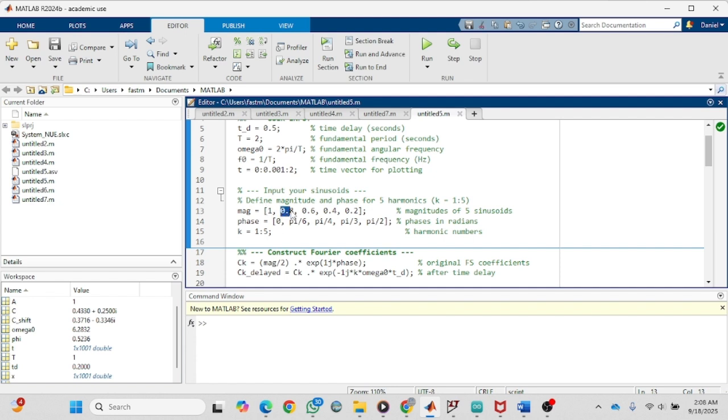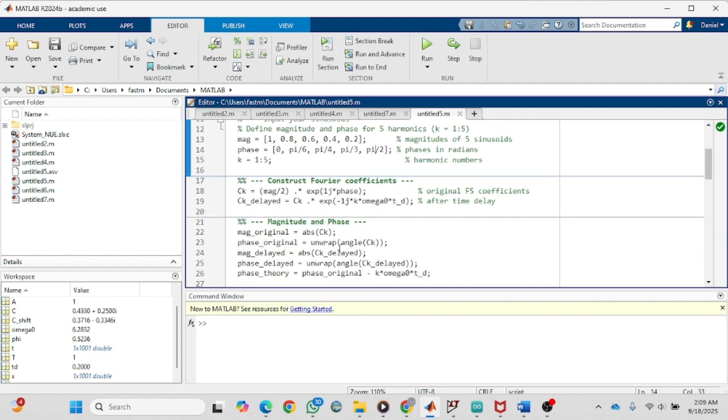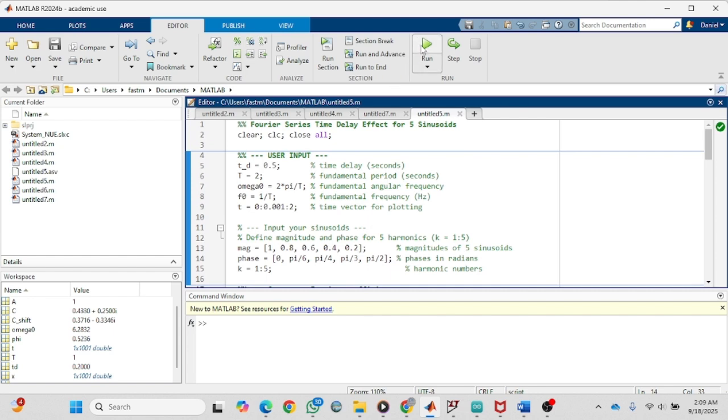Magnitude 0.8, phase of pi on 6. Magnitude 0.6, phase of pi on 4, magnitude 0.4, phase of pi on 3, magnitude 0.2, phase of pi on 2. That's basically what it is, and you can express it in harmonic form, where I add them up because it's a sum of sinusoids. We don't really care about everything else, so we can run the code.